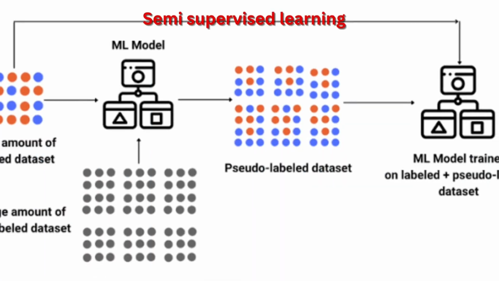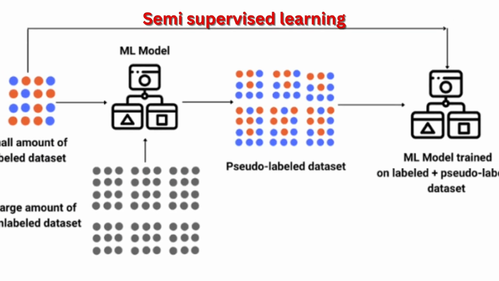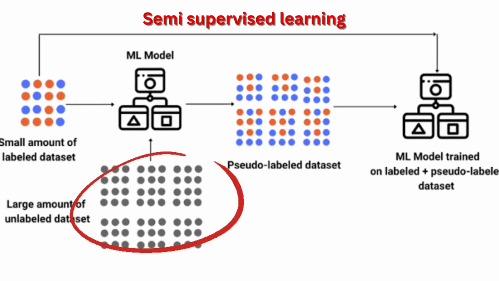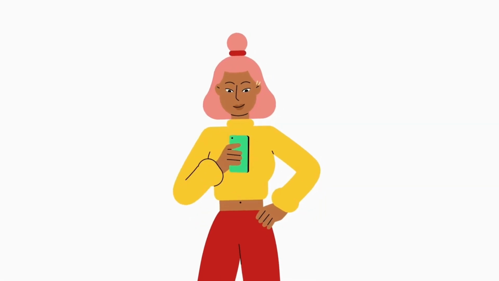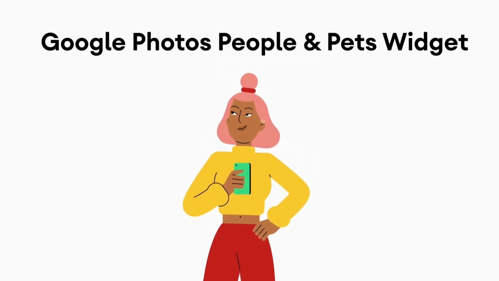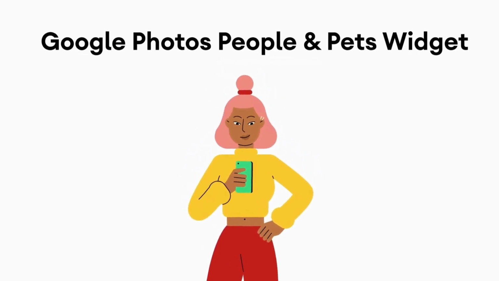Semi-supervised learning. Some algorithms can deal with partially labeled training data, usually a lot of unlabeled data and a little bit of labeled data, because labeled data is expensive. This is called semi-supervised learning. Some photo hosting services such as Google Photos are good examples of this.